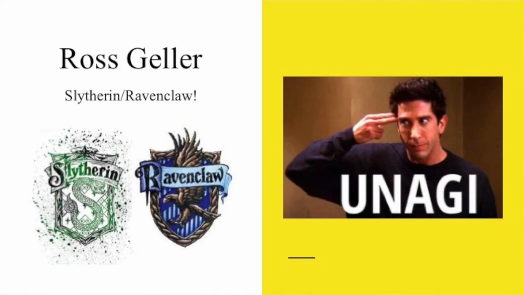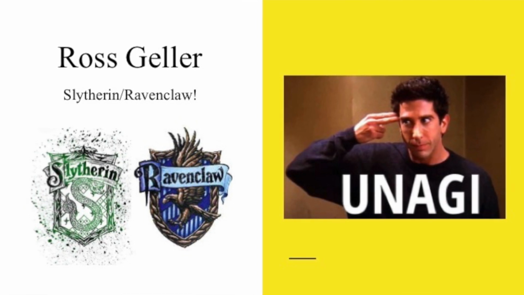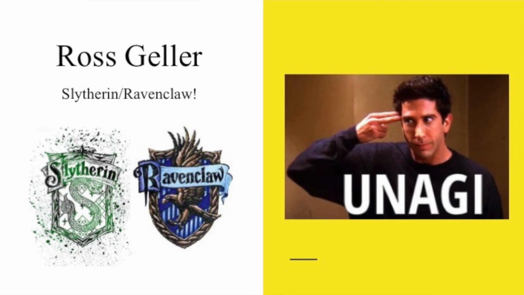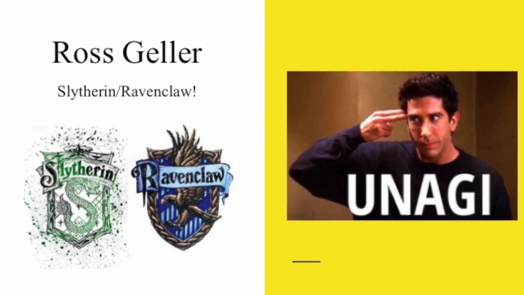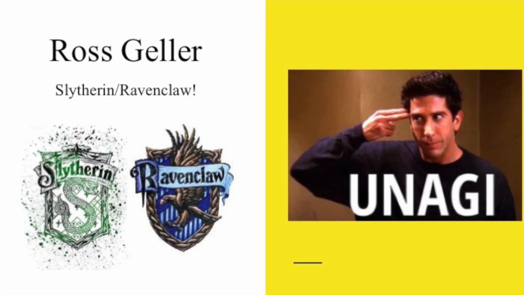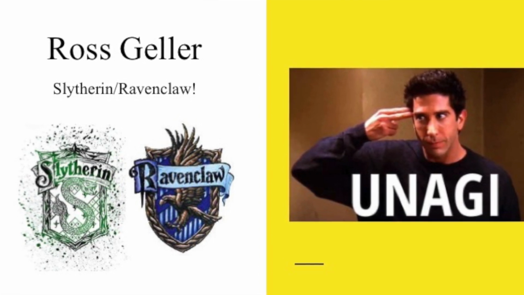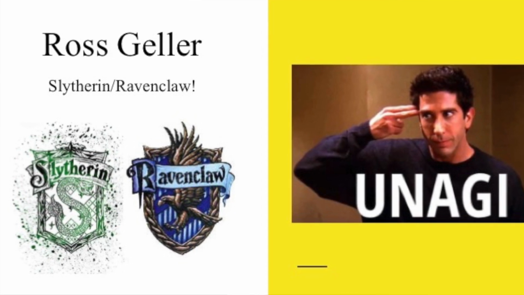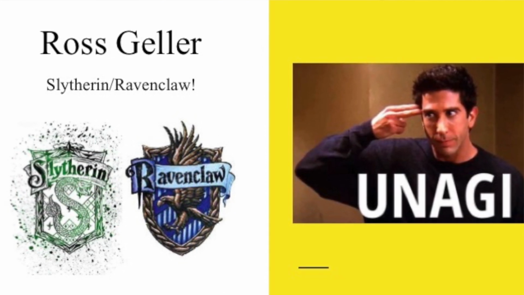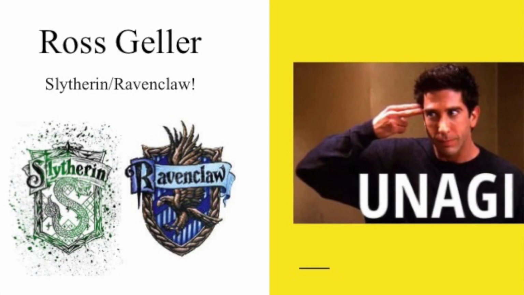The fifth person is Ross Geller, and I put him down as a Slytherin Ravenclaw. Some people might be shocked that he's in Slytherin, but it's not really shocking when you think of his personality and the traits that come with that. So he's analytical and smart and fond of intellectual discussion and realistic like a Ravenclaw, but he's also cunning and ambitious and selfish and traditional like a Slytherin.